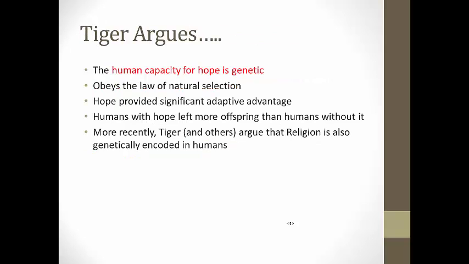So Tiger argues in the book that he wrote that the human capacity for hope is genetic, and therefore it obeys the law of natural selection. Hope ended up in mankind universally because it provided a significant adaptive advantage during the time that mankind was evolving, and as a result, humans who had hope left more offspring than humans who did not have hope. And more recently, Tiger has taken the biology of religion under his wing, and he has written a book in which he argues that religion, too, is genetically encoded in humans.